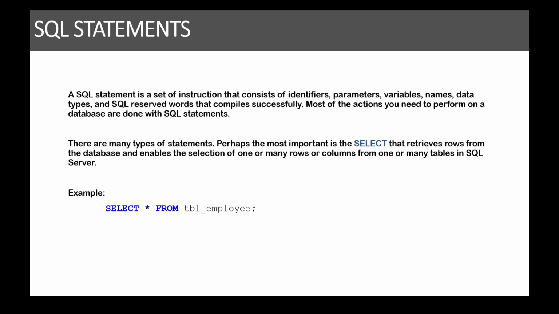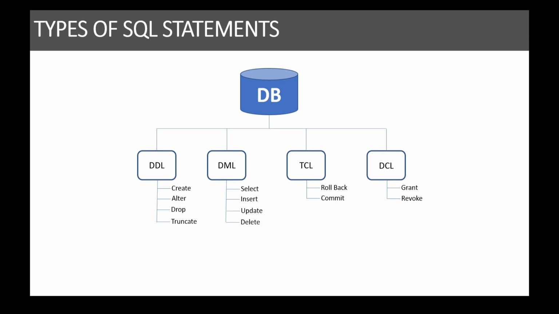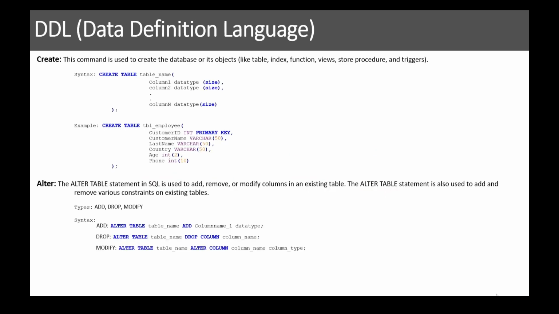Okay, so we have different types of SQL statements, and you can see them here: create, alter, drop, truncate, select, insert, update, delete, rollback, commit, grant and revoke. Based on the work of those statements, we divide them into 4 groups. We'll be discussing the groups one by one. Okay, so the first one is DDL.